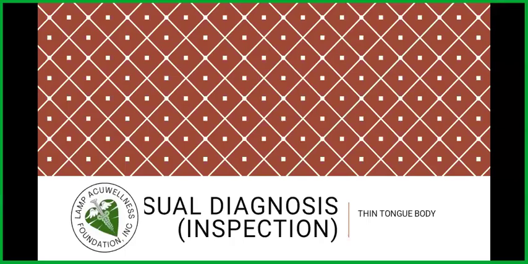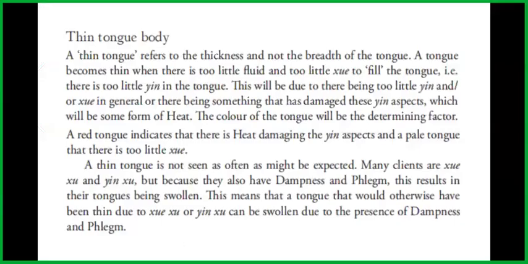Let's go to visual diagnosis inspection. The topic is thin tongue body. A thin tongue refers to the thickness and not the breadth of the tongue. A tongue becomes thin when there is too little fluid and too little blood to fill the tongue. That is, there is too little yin in the tongue.